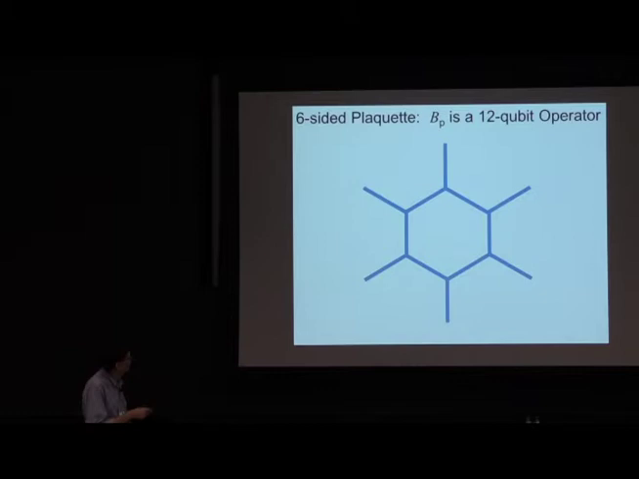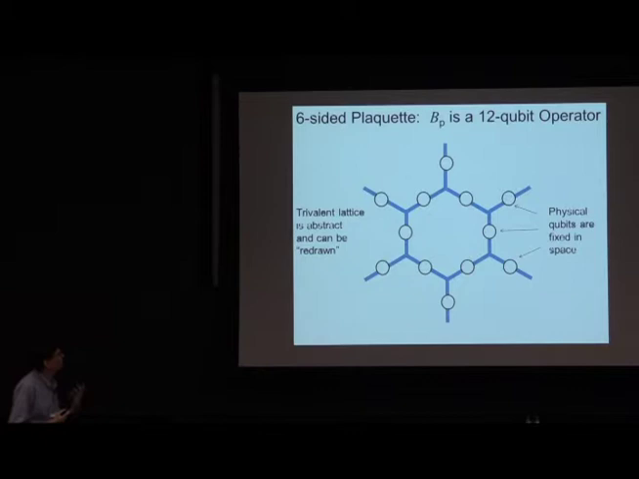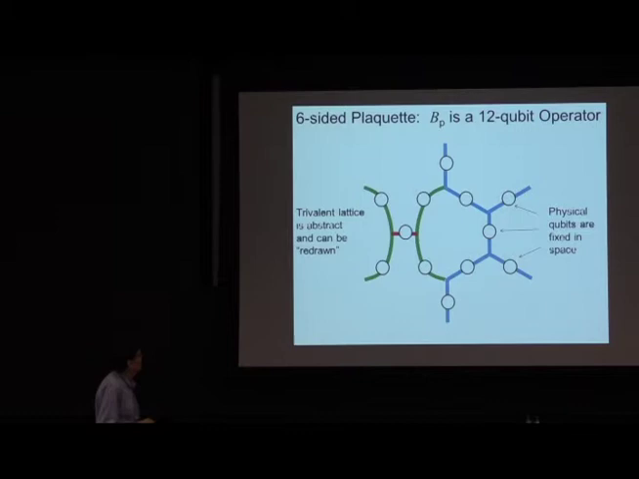So imagine, this doesn't have to be the case, but imagine the physical qubits are actually located here on these edges. But in your computer, those qubits are fixed in space. But of course, the lattice is just something that exists in my head. So the trivalent lattice is abstract, and so no one is telling me I can't redraw this lattice. So for example, I could redraw the lattice like so. Focus on these five qubits here, and reconnect the lattice from here, like this. Okay. Before you object, let me at least point out a good thing about doing this. If I do this, the six-sided plaquette has become a five-sided plaquette, and that's got to be easier than the six-sided plaquette.